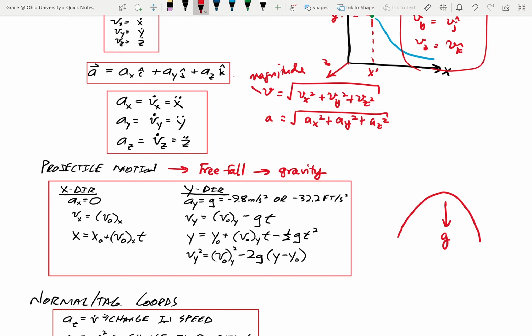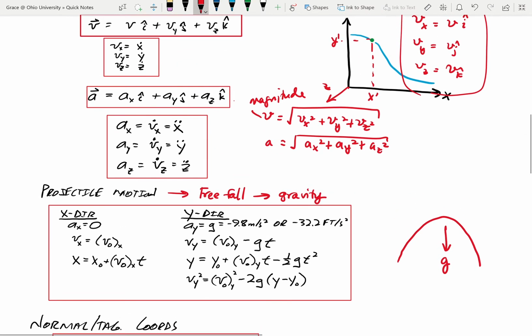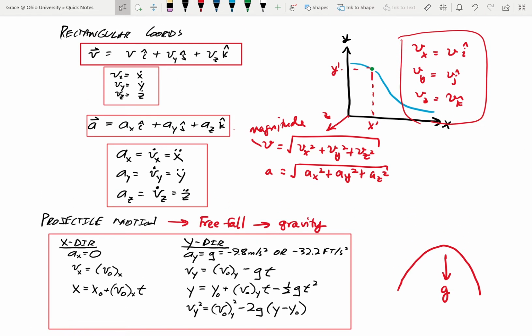So for the x direction, we have your acceleration in the x direction basically going towards 0, but your acceleration in the y direction, because it's going to be falling, is going to be negative, so negative 9.81 meters per second squared, or 32.2 feet per second squared. So that's the only difference between projectile motion and rectangular coordinates.